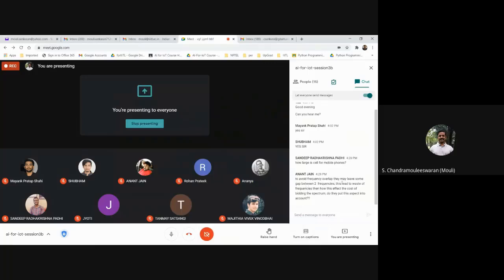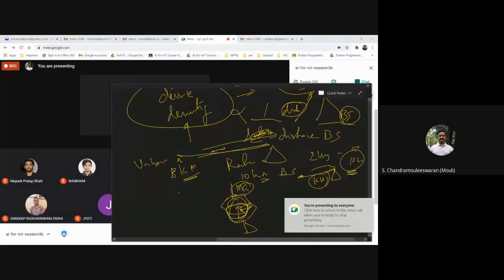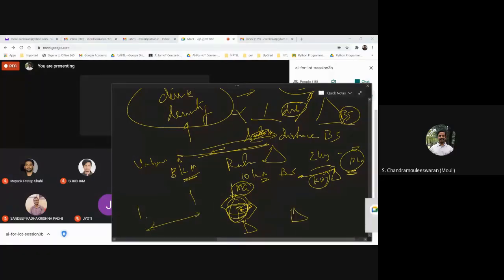Now, to avoid frequency overlap, they may leave some gap between two frequencies. This leads to waste of frequencies. Then how does this affect the cost of building the spectrum? Okay. See, that's why they use different technologies. It's not that they waste some frequencies in between, because we have OFDM and spread spectrum.